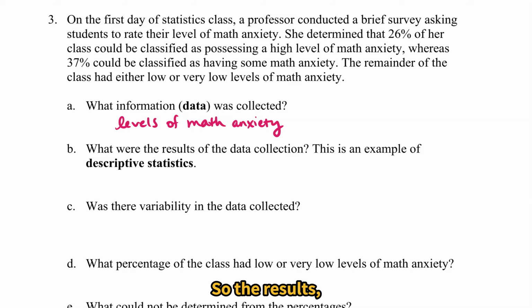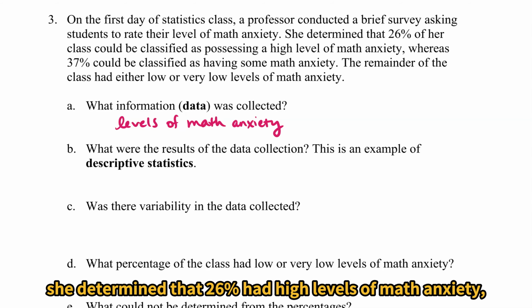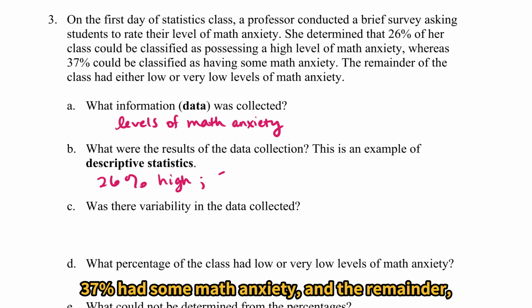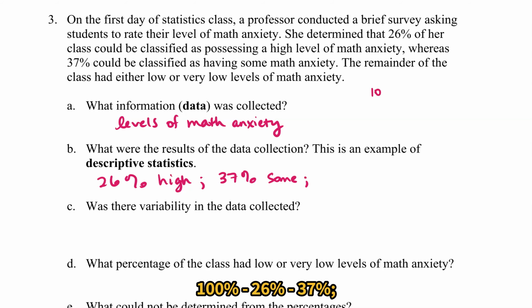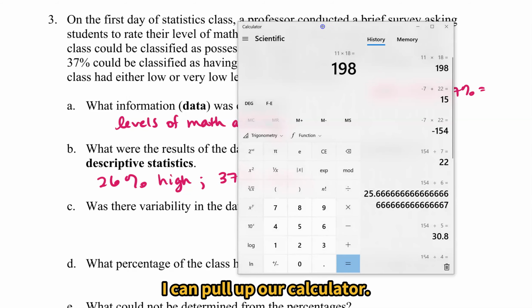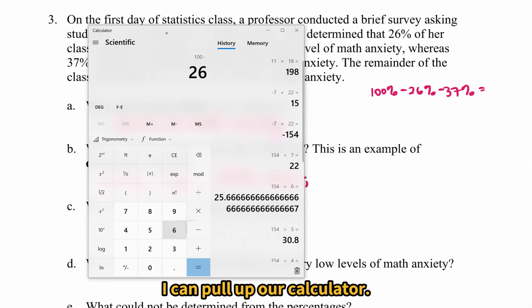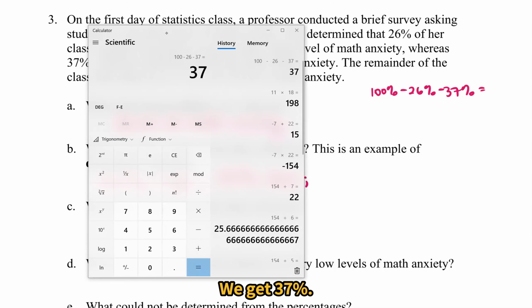So the results, she determined that 26% had high levels of math anxiety, 37% had some math anxiety, and the remainder, which if we do a little tiny bit of arithmetic, 100% minus 26% minus 37%, we can pull up our calculator. We get 37%.